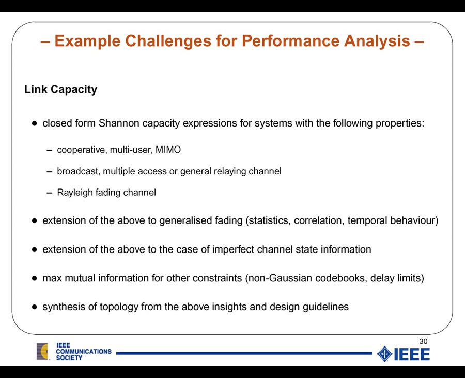In terms of capacity, many things have been investigated, many things are still open, and in particular what I think is very interesting are the later points here. Extend or find capacity expressions for the case of imperfect channel state information, for the case where you use non-Gaussian codebooks, meaning you're using real modulation indices, meaning real QPSK, BPSK, and also what is still open out there: how do I use the capacity insights to get a synthesis of the topology which you are investigating?